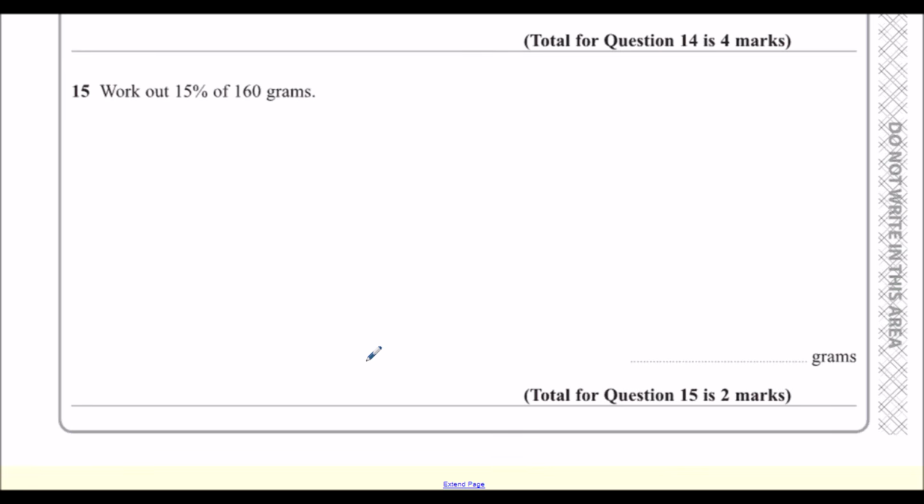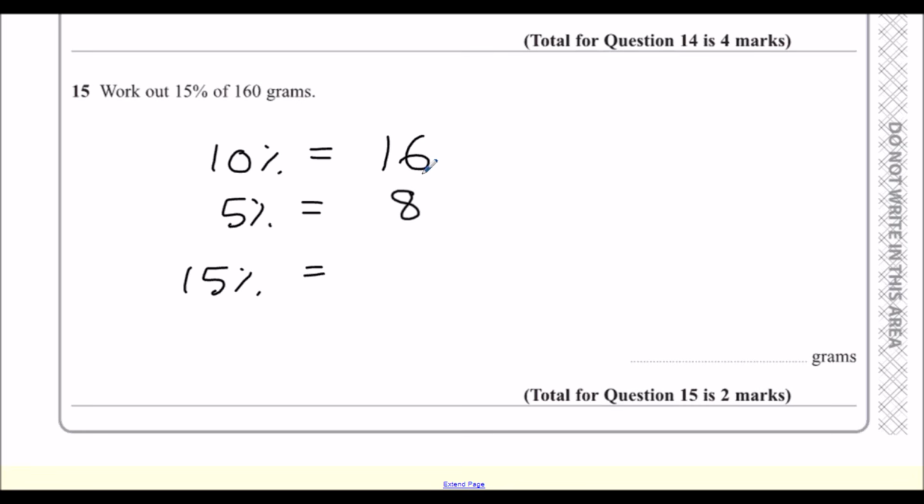Question 15. Work out 15% of 160 grams. So 10% is 160 divided by 10, which is 16. 5% is half of that. Half of 16 is 8. So 15% is 16 plus 8, which is 24.